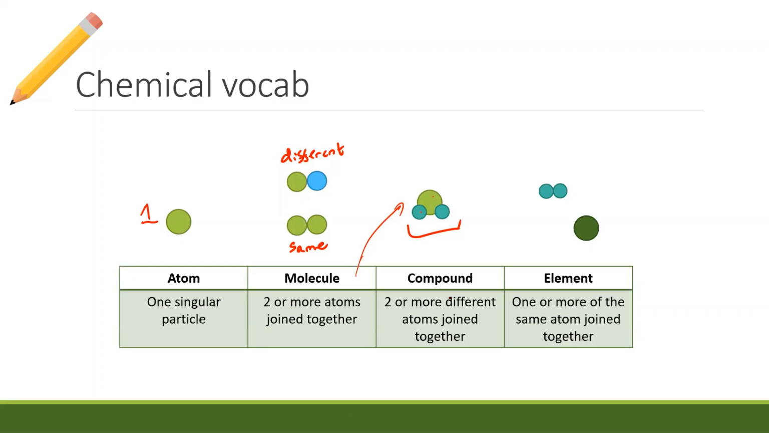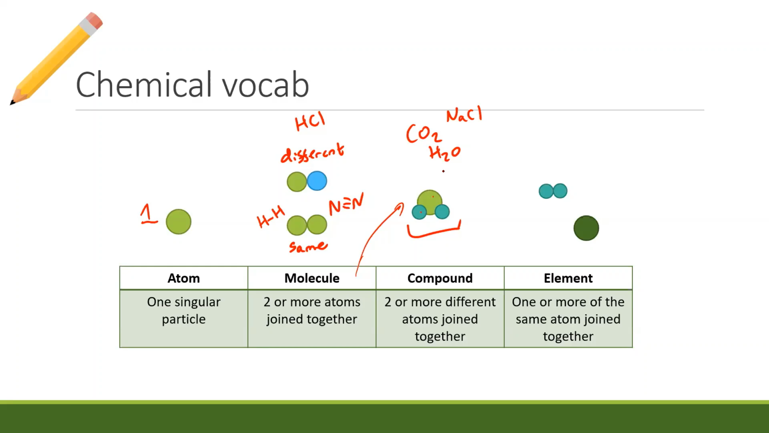If you remember CO2, carbon dioxide, that was a compound, and H2O was also a compound because it's got hydrogen and oxygen. Even NaCl is also a compound, whereas a molecule could be hydrogen or nitrogen on their own. You can have different ones too. You can have HCl, which is a compound, but it's also a molecule, so it can be both. An element is when you have one or more of the same atom joined together.